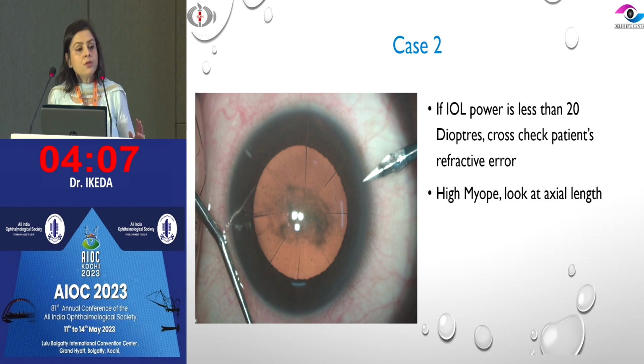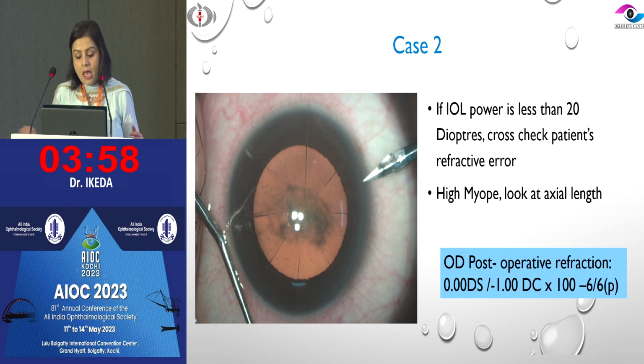So the points to take away from this case are that if the IOL power is less than 20 diopters, then we must cross-check the patient's refractive error. If he's a high myope, look at the axial length. And this is the post-op refraction of the patient 2 months down the line.